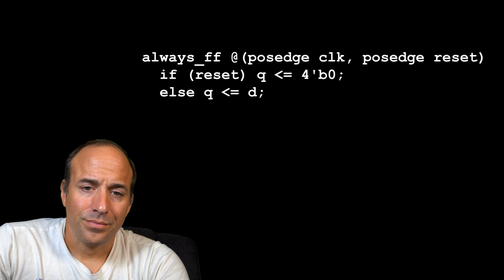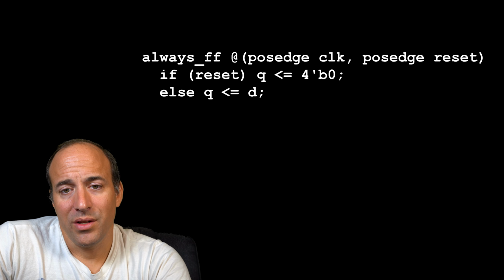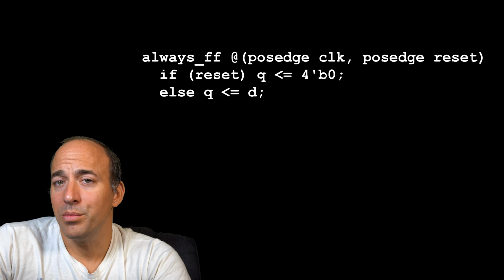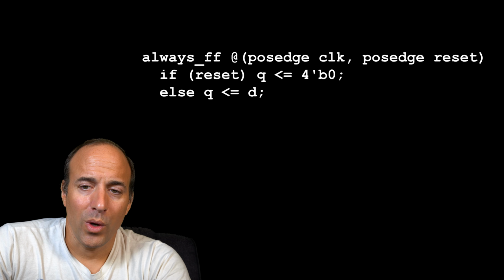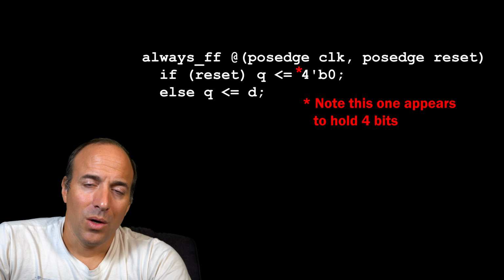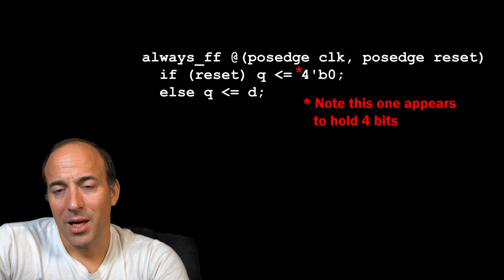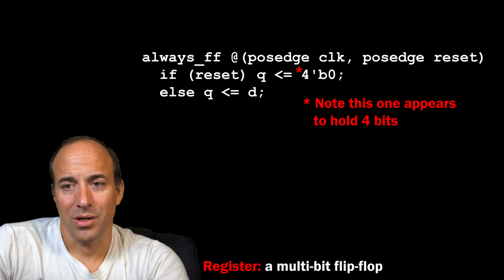You can extend your flip-flop to hold multiple bits by changing the width of D and Q. When you have a flip-flop that contains multiple bits, it is sometimes referred to as a register instead of a flip-flop. You can also incorporate different behavior into an always block. In other words, it doesn't have to just be a straight-up flip-flop.